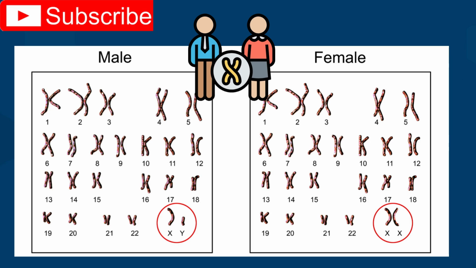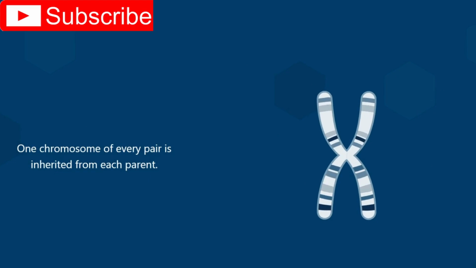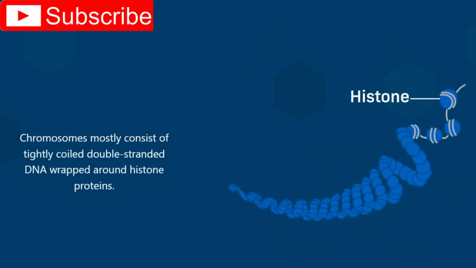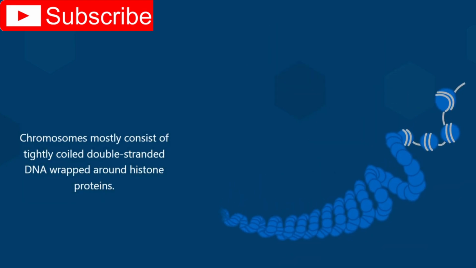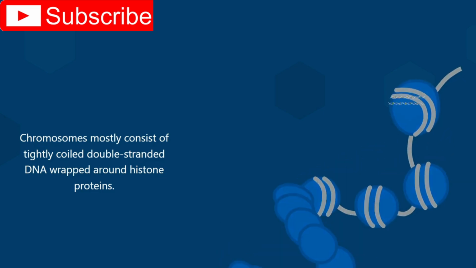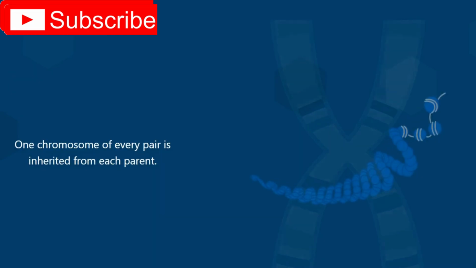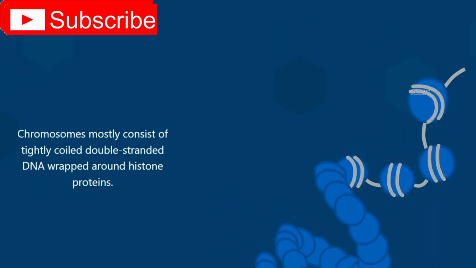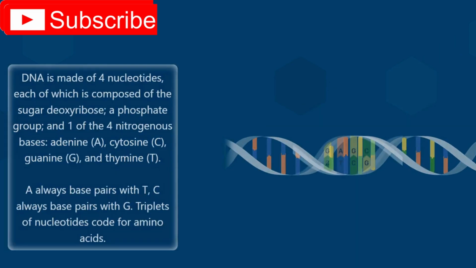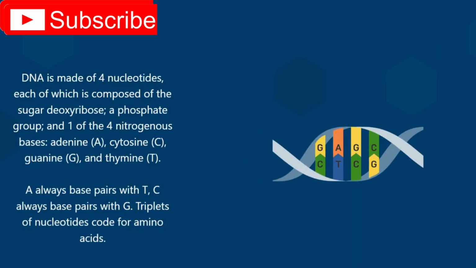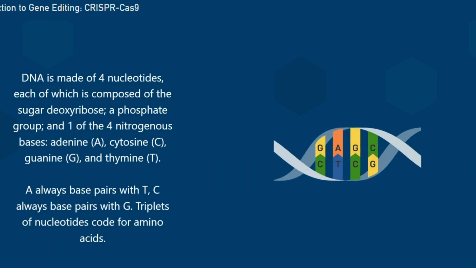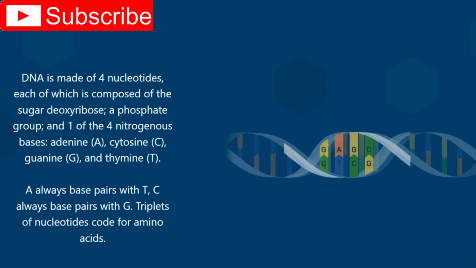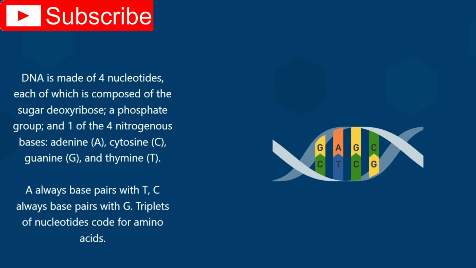If we talk about the structure of the chromosomes, then chromosomes mostly consist of tightly coiled double-stranded DNA, which is wrapped around histone proteins. DNA, also known as deoxyribonucleic acid, is composed of four nucleotides: adenine, thymine, guanine, and cytosine. Always, adenine pairs itself with thymine and cytosine pairs itself with guanine.